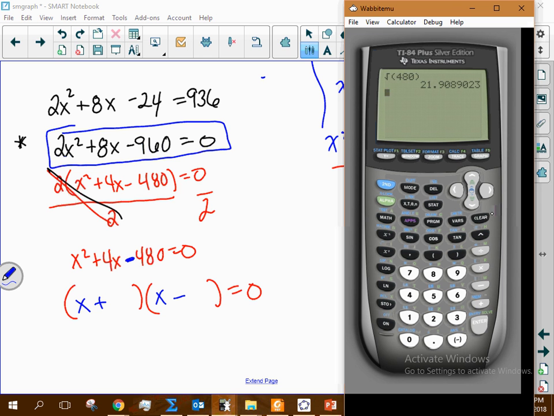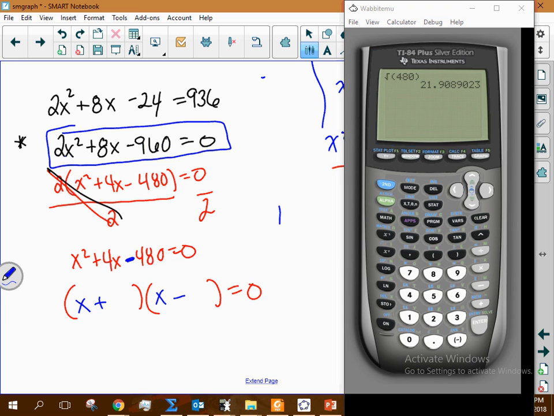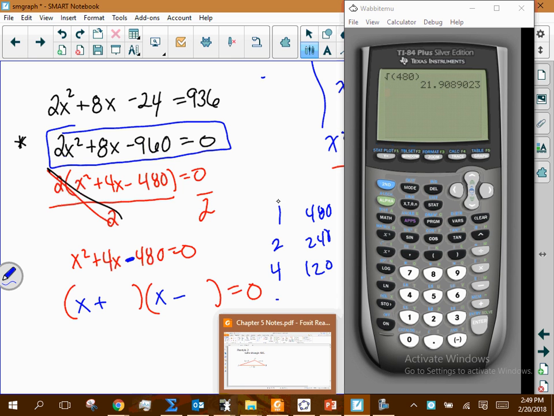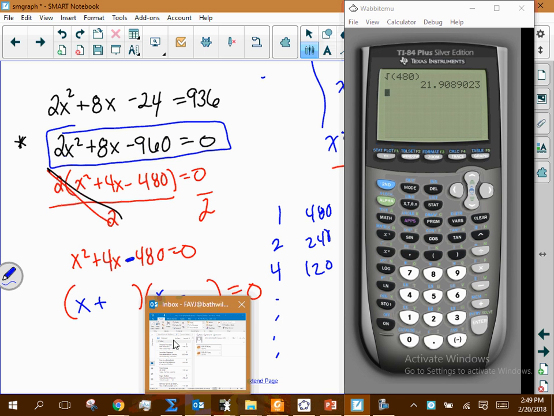You remember doing that? Like 1 and 480, 2 and 240, 4 and 120, right? And making that long list. Well, that long list is going to go all the way up, beyond factors of 20, or values of 20. So I don't want to have to write all those out.